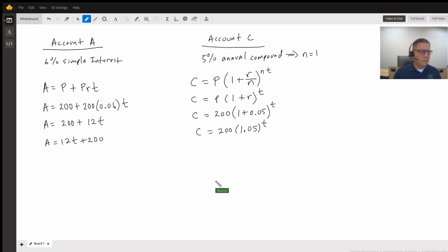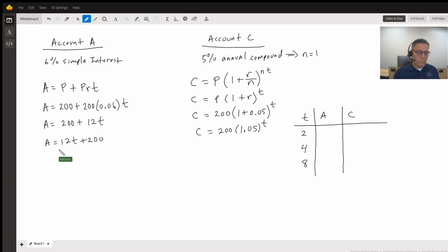So we now have to look at what happens to our investment for different years. So let's create a table. First column, we'll call it T for number of years. And over here, this will be account A, and here will be account C. So we're going to look at after 2 years, after 4 years, after 8 years.